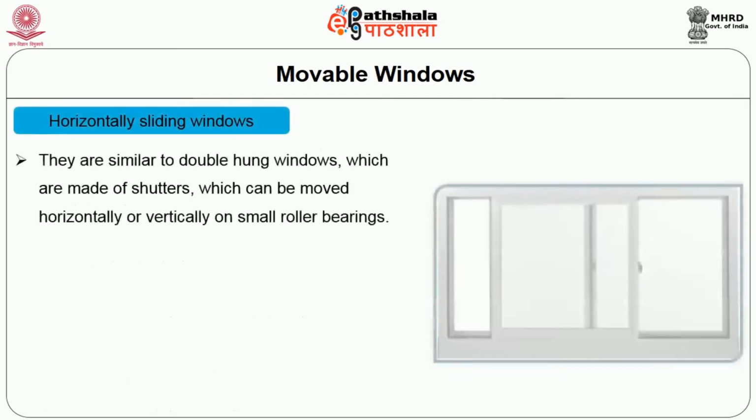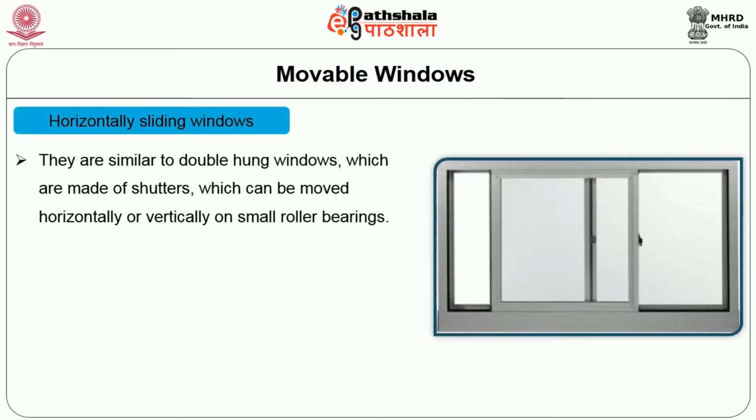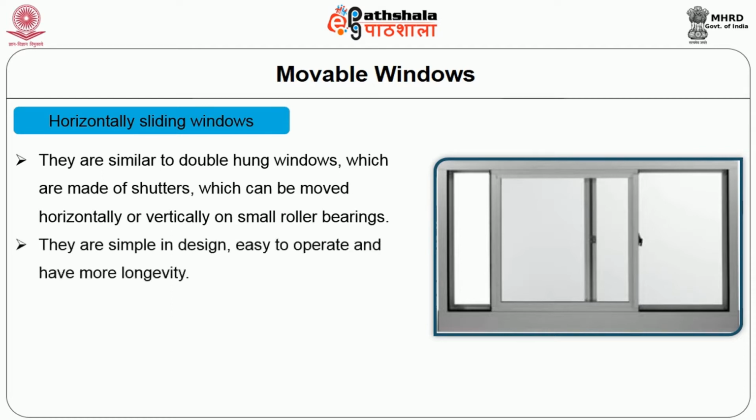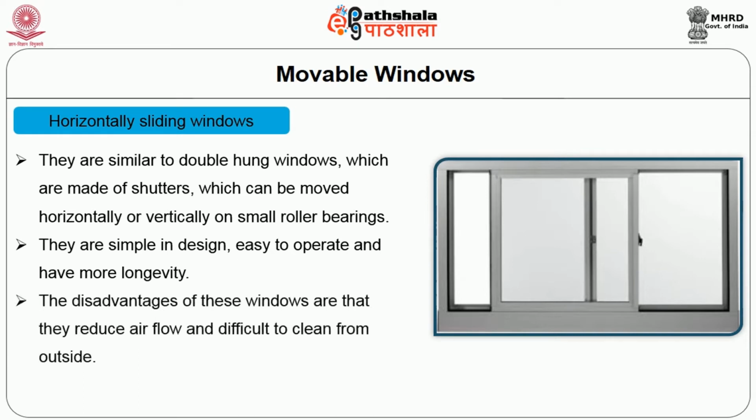Horizontally sliding windows are similar to double hung windows. They are made of shutters which can be moved horizontally or vertically on small roller bearings. They are simple in design, easy to operate, and have more longevity. The disadvantages of these windows are that they reduce airflow and are difficult to clean from outside.